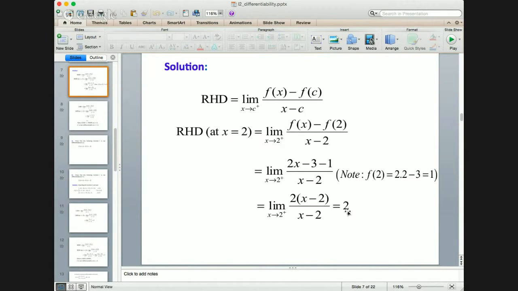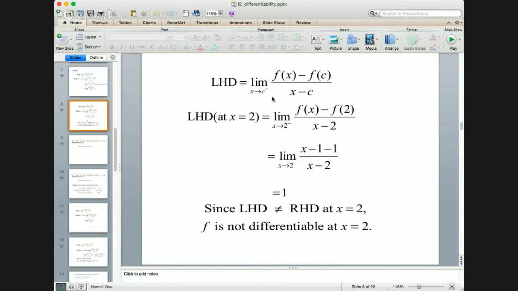What we have to now find out is, does the left hand derivative exist, is it finite, and is it equal to 2? So in this case, left hand derivative is the limit of f(x) minus f(c) by x minus c as x tends to c from its lesser side. Our point is 2, so f(x) minus f(2) upon x minus 2 as x tends to 2 from its lesser side. When x is less than 2, f(x) is x minus 1. F(2) is 1. So the numerator becomes x minus 1 minus 1 upon x minus 2, which is nothing but 1. So the limit of 1 as x tends to 2 is also 1. So since left hand derivative is not equal to right hand derivative at x equal to 2, we conclude that the function is not differentiable at x equal to 2.